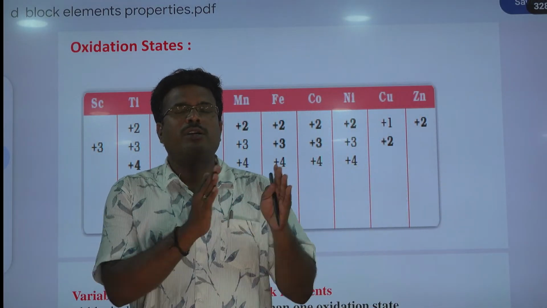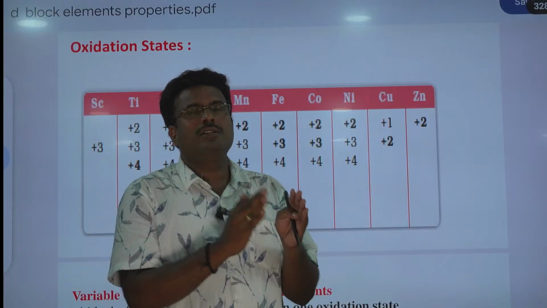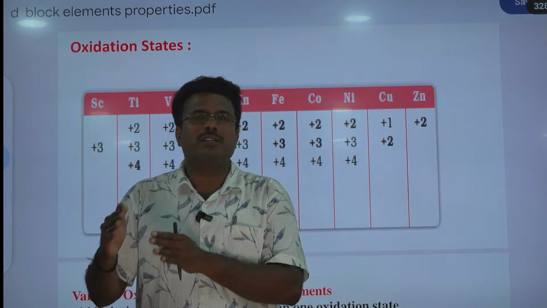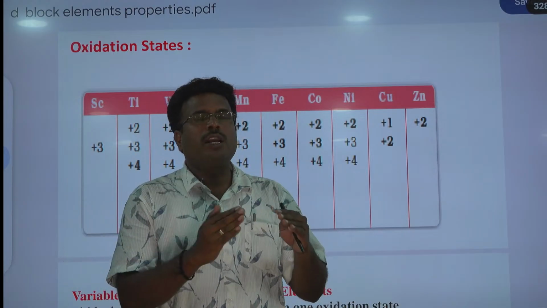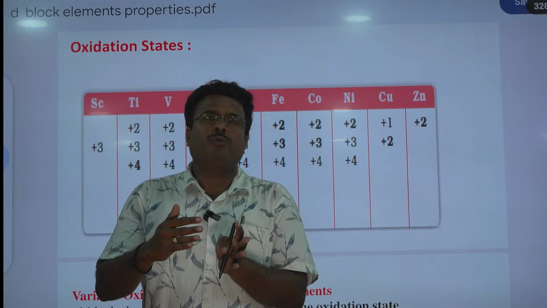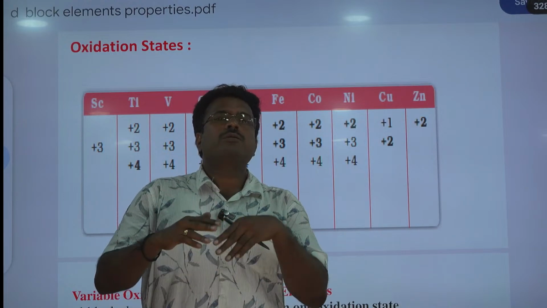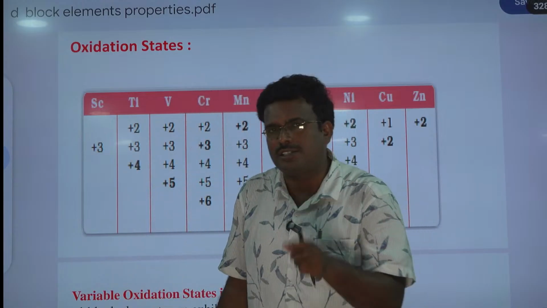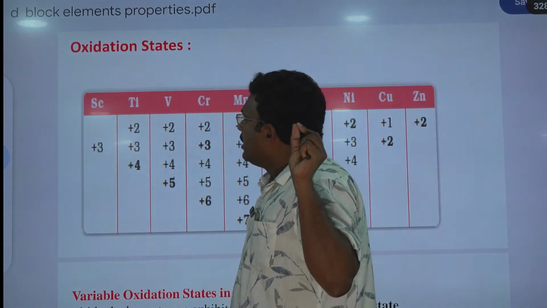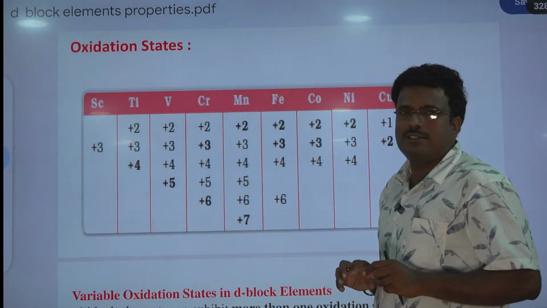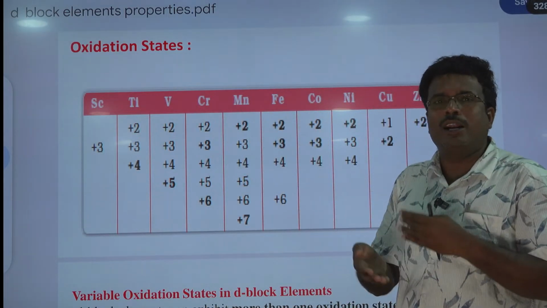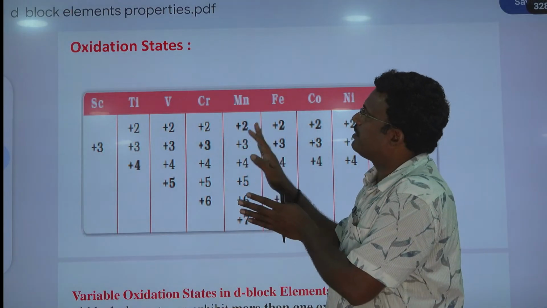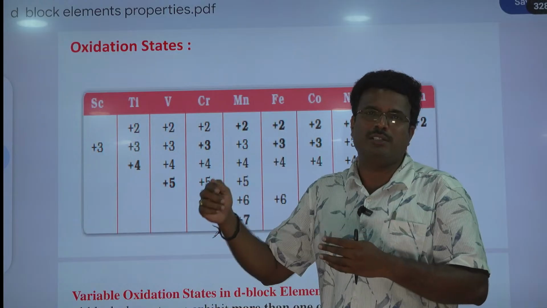For example, in the first A group elements, the general oxidation state is +1. In second A group elements, the oxidation state is +2. In the third A group, +3. Fourth A group, +4. After that, for sixth or seventh A group, 8 minus the group number is the oxidation state of that group. Here in the d block, unfilled orbitals are present. That's why these elements behave in different oxidation states.